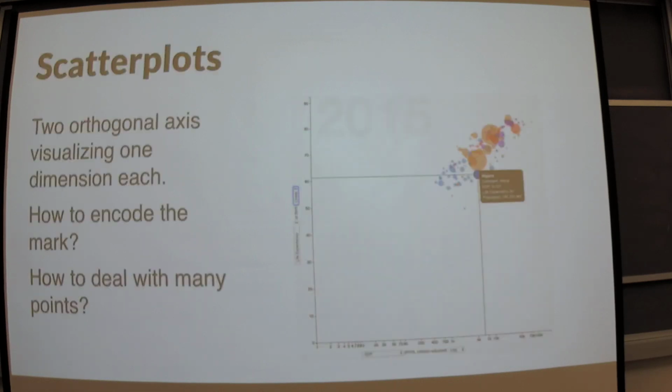So scatterplots. Scatterplots use 2 orthogonal axes to visualize 1 dimension each. In this case, this is a public health data set. We show life expectancy at birth, and then GDP for countries. So we have these 2 dimensions, and we see that there is a linear correlation between life expectancy and GDP. So rich countries have populations that live longer on average. And scatter plots are perfect for seeing correlations between 2 dimensions.